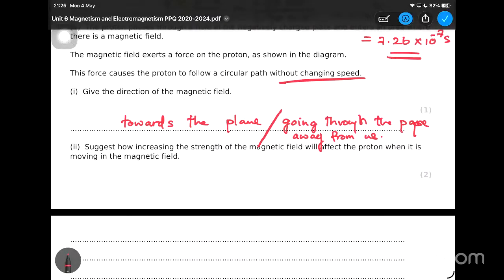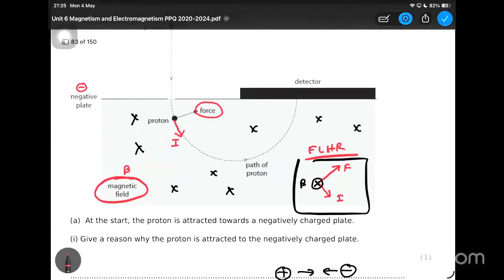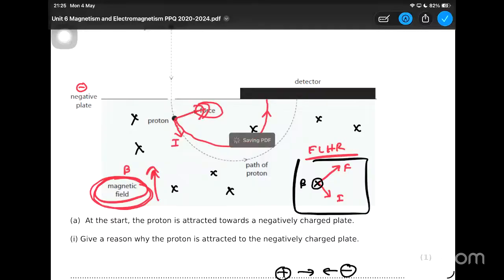Suggest how increasing the strength of the magnetic field will affect the proton when it is moving in the magnetic field. When you are increasing anything, in this case we are dealing with the magnetic field. So if we increase the strength of the magnetic field, what will happen? There will be a huge force applied on this particle. So the final outcome would be, there's a greater force, so therefore the path will be shorter, having a path like this, right? So that is the answer.